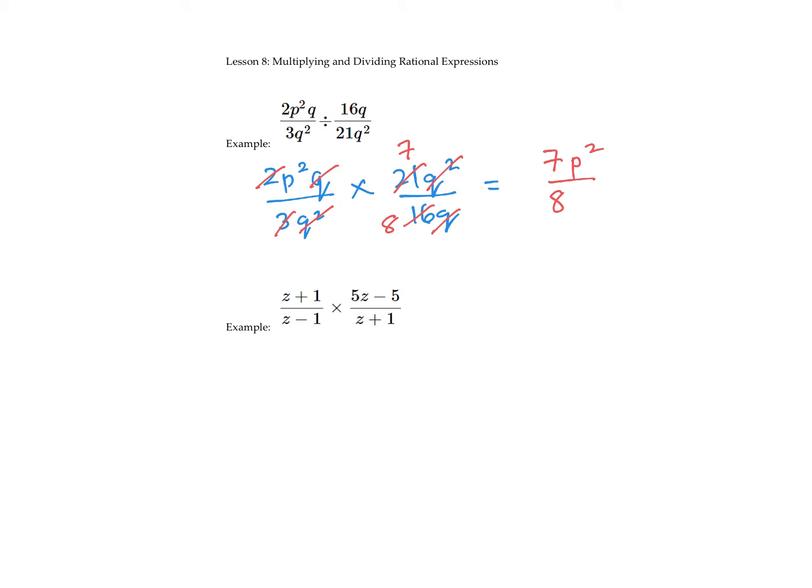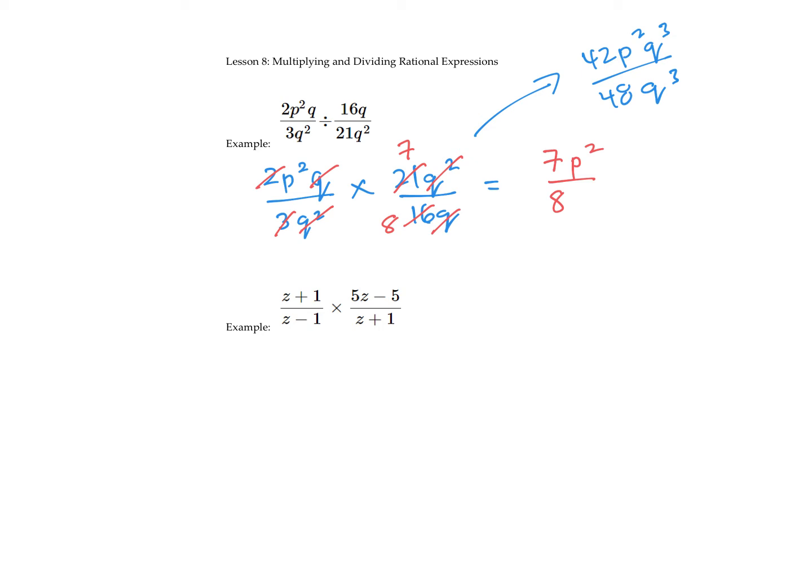The other option is to multiply and then reduce. So you could multiply the two terms together. 2 times 21. We have 2 p's and 3 q's. And then on the bottom we would have 3 times 16, which is 48. And we would have 4 q's, oh, sorry, 3 q's. And then you could reduce from there to get this final answer. So it's up to you how you do it. You can multiply and then reduce, or you can just reduce as you go.